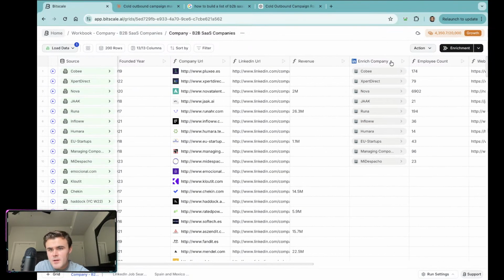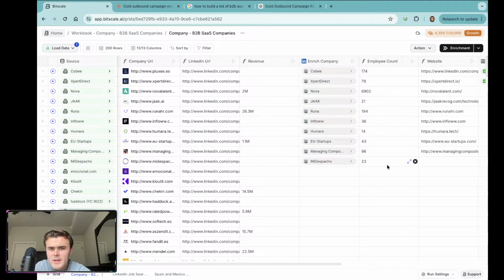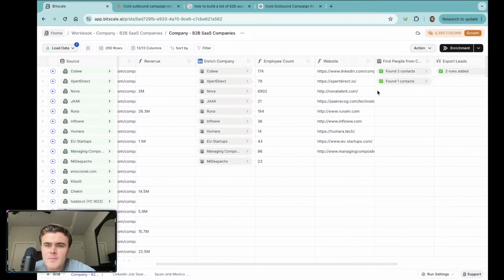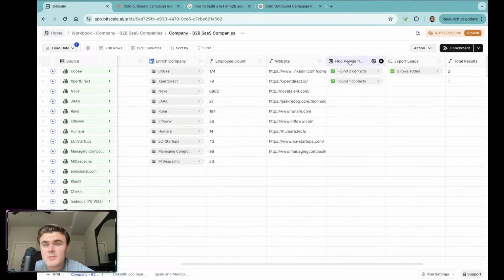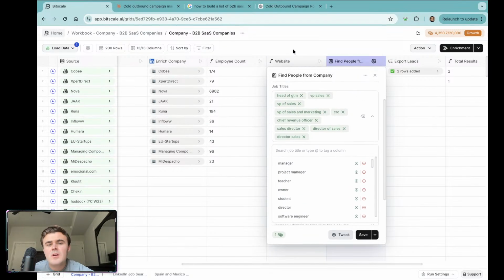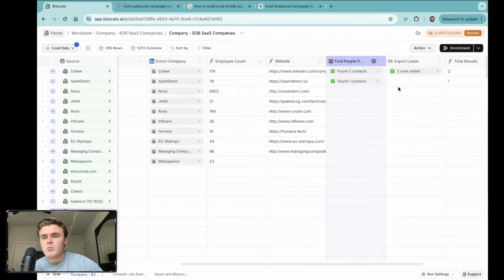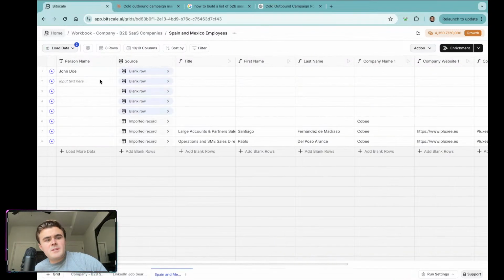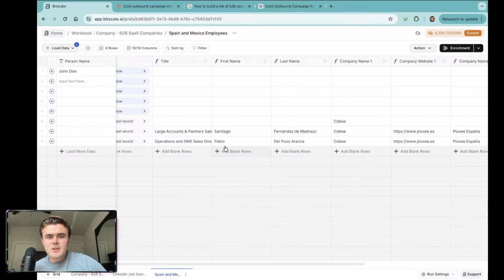We're enriching these companies right here. I've only done 10 so far. This is their employee count. Dang, that one has 6,000. That's crazy. I don't know how that happened. And then from there, we're finding people in these companies who have certain job roles, preferably like VP of sales or sales director. And those are the people we're going to target. And then we're exporting those people into a new column. So let me just do some more. We're exporting them into here, which, as you can see, there's already 2 right here, Santiago and Pablo.